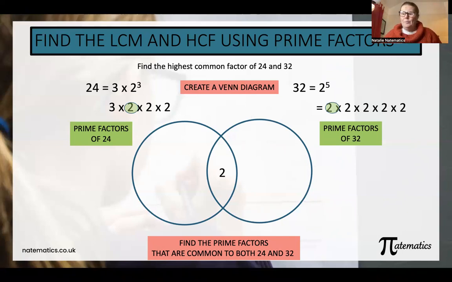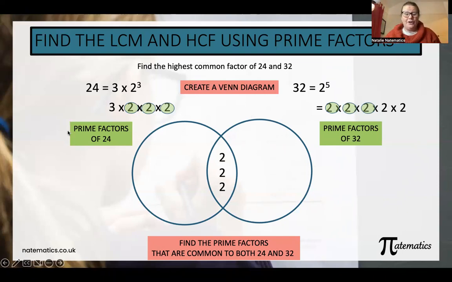Then, have we got any more common ones? Yeah, I can see there's definitely another common 2 for them. So that will go there. And there's another common 2. So that'll go in the middle. So now, well, I've got a 3 here, but that hasn't got a 3. And we've got 2 more 2s here. That doesn't have any more 2s.